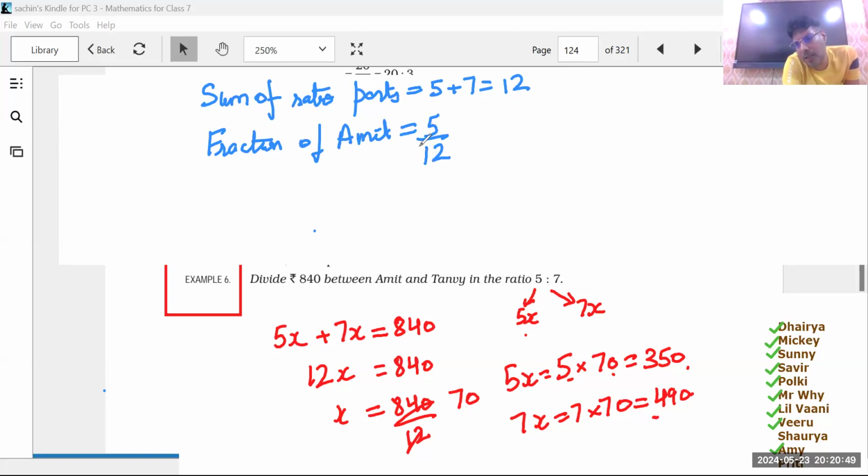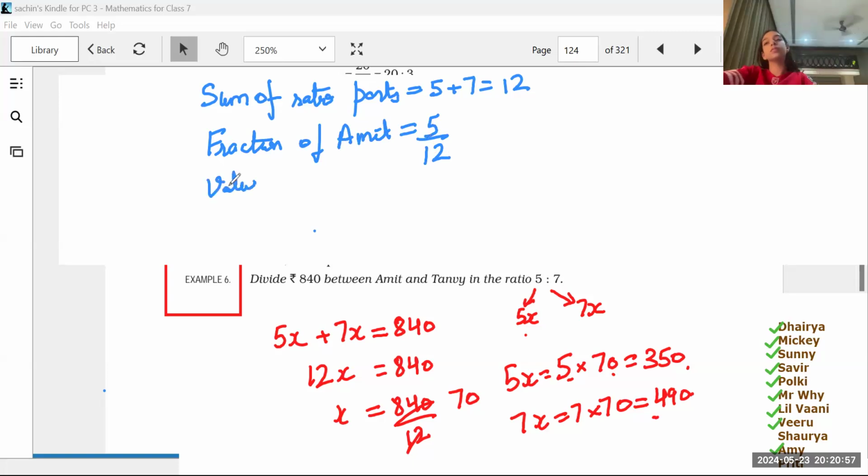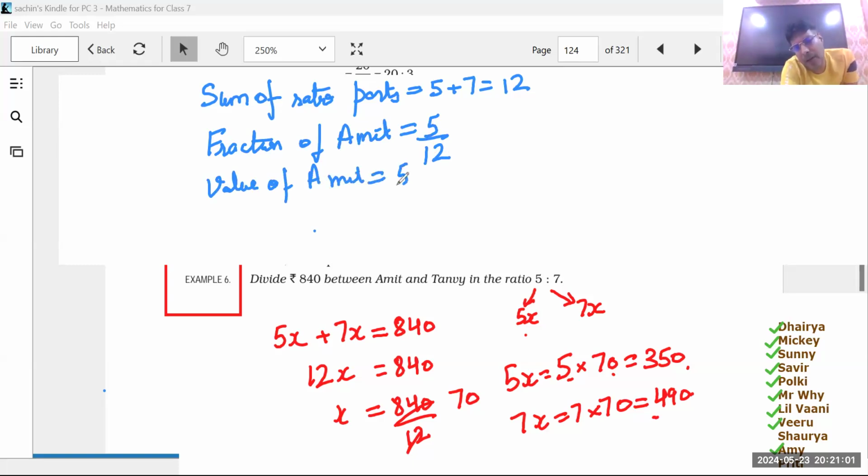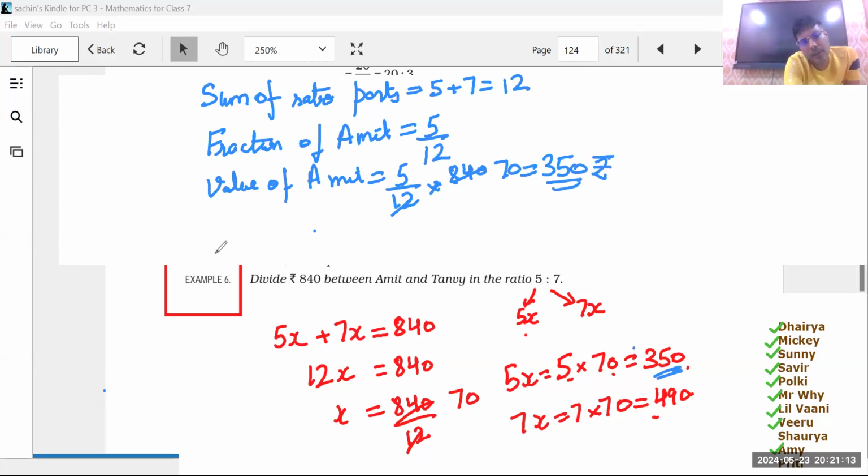Any doubts in this? Kids, any doubt? Bolo bhai, bolo. No, sir. Value of Amit will be 5 by 12 multiplied with 840. So it will be 70, it will be 350. You see the same answer. Yahan pe same answer yahan pe.